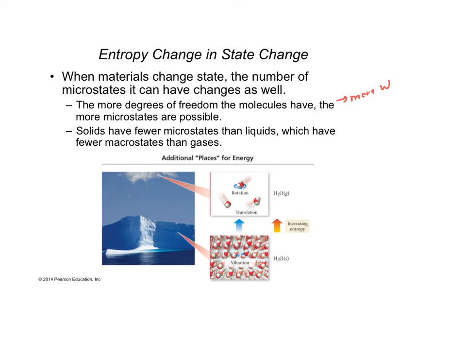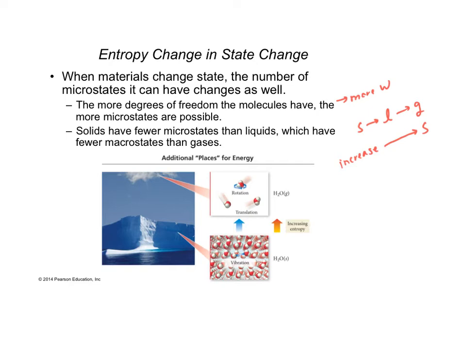So what is that going to mean in terms of entropy? As we go from a solid to a liquid to a gas, we're getting more W's in that process. What's happening to entropy overall? We're increasing entropy. So we're going to see an increase in entropy as we move between these state changes, going from solid to liquid to gas. And again, it's because we're giving more molecular motion, more degrees of freedom, greater dispersion of energy within the system. So we increase S.